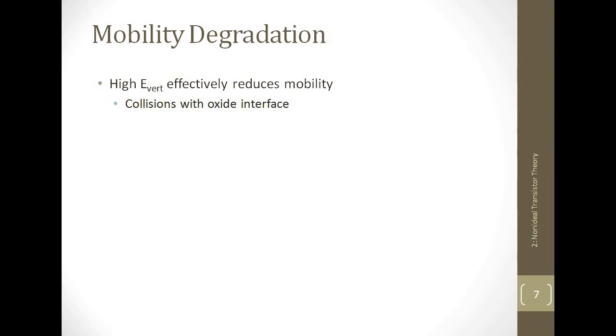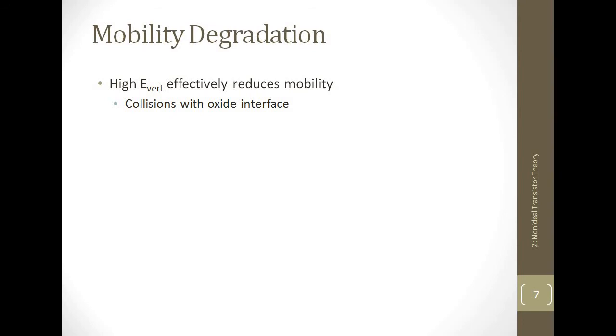What is mobility degradation? If the particles are moving with some velocity, and the velocity gets reduced, then we say it is degrading. So let's see how this gets affected by mobility degradation. A high vertical electric field effectively reduces mobility. The vertical electric field is attracting the carriers into the channel. So if I give a very high electric field, what happens?